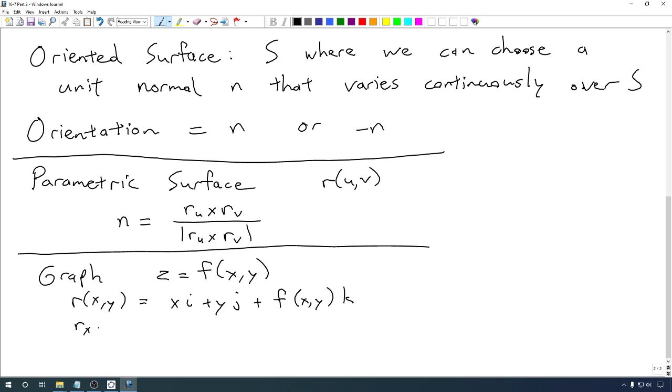Recall that we had r sub x cross r sub y equal to negative the derivative of z with respect to x times i for our i component, negative the derivative of z with respect to y for our j component, and then our k component is just k. One nice thing about this is that the k component here is positive. So that means that this orientation is always upward, but we do need to divide by the magnitude, which gives us maybe a little bit more complicated an expression than we'd like to have.